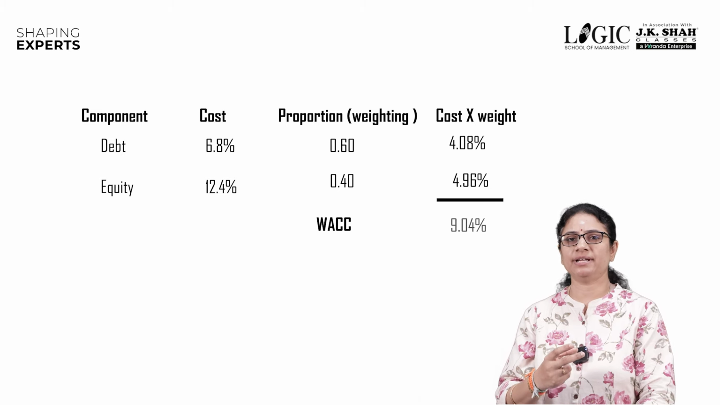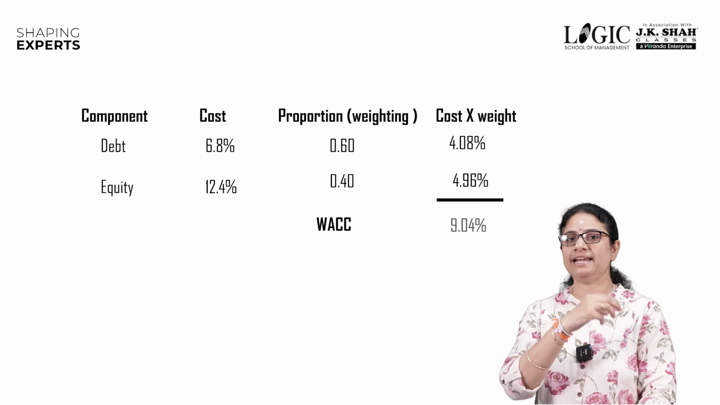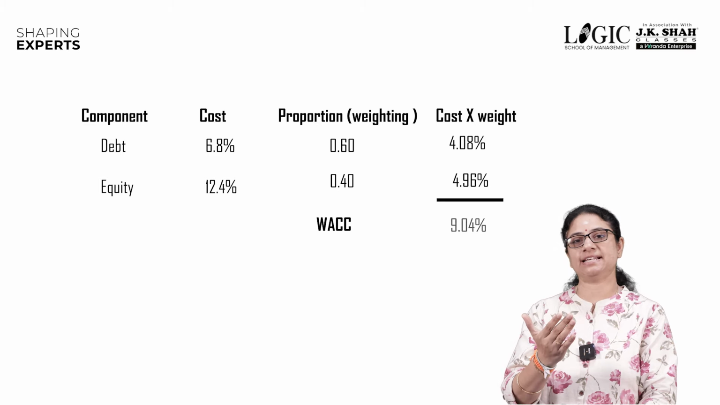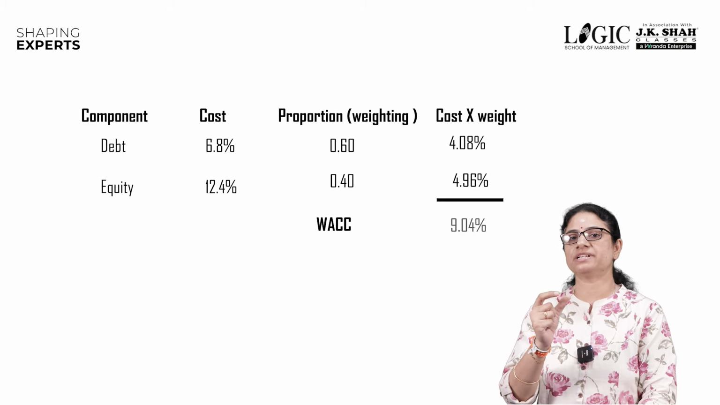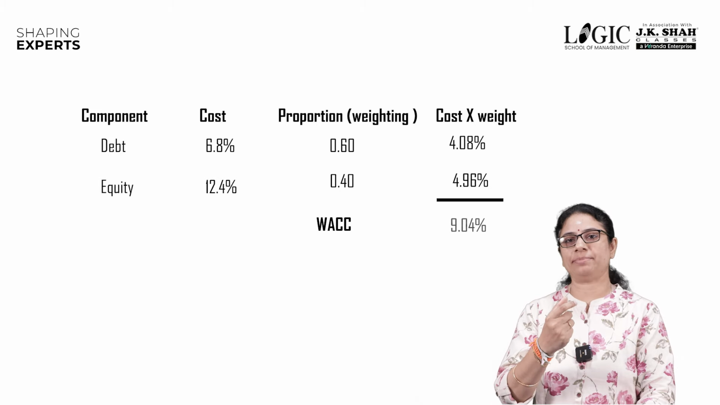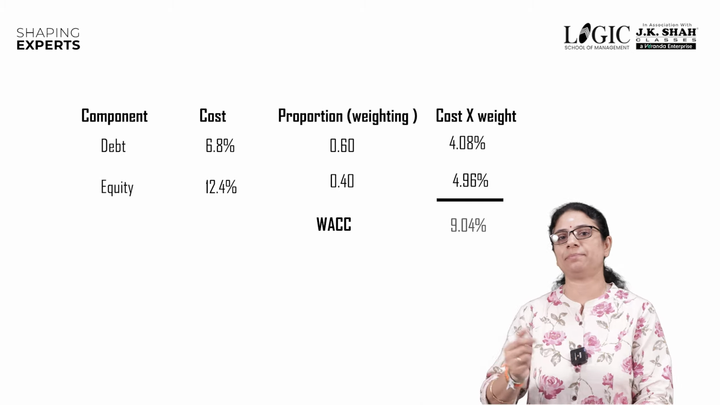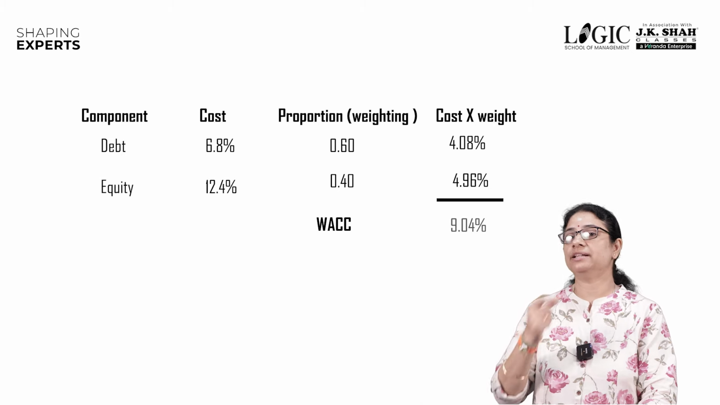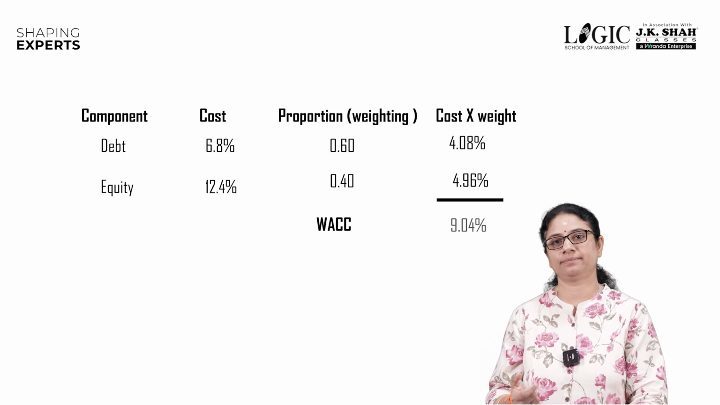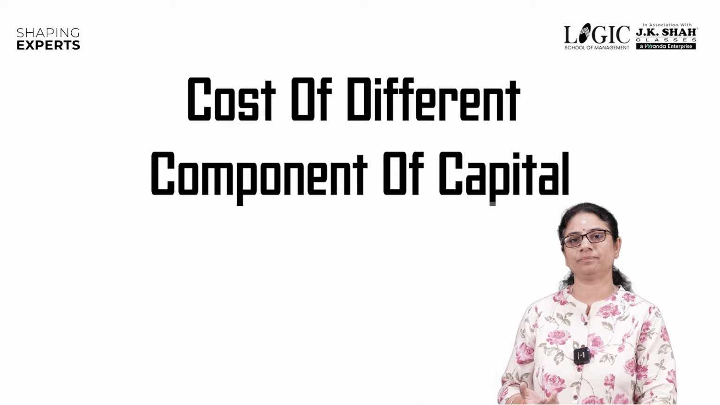The second component is equity. So the cost of common equity is 12.4%. Its weightage is 0.4. So cost into weightage is 4.96%. That is 12.4% into 0.4. The weighted average cost of capital is the summation of the cost into weightage of each capital component. Therefore, the weighted average cost of capital comes to 9.04%. Next, we'll see the cost of different components of capital.